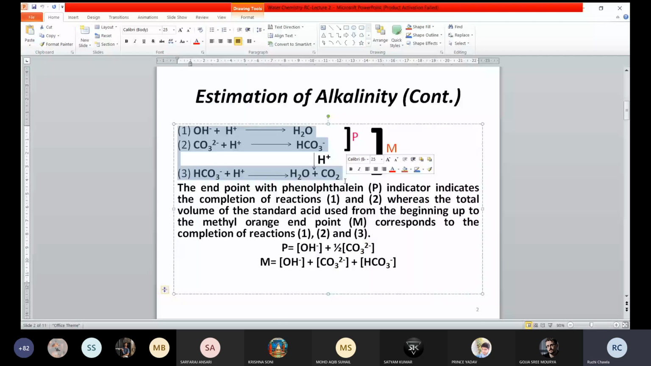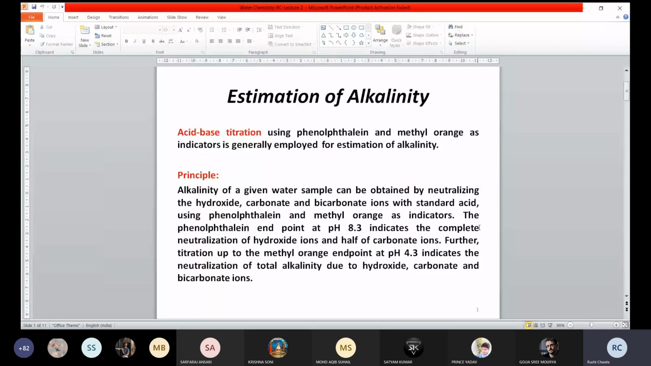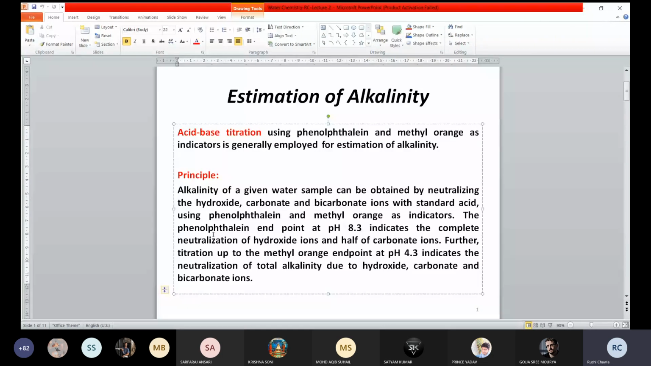This is what was displayed on the previous slide. It said that the phenolphthalein endpoint indicates the complete neutralization of hydroxide ions and half of carbonate ions, whereas the methyl orange endpoint indicates the neutralization of total alkalinity due to hydroxide, carbonate, and bicarbonate ions. So is the principle clear to everyone?